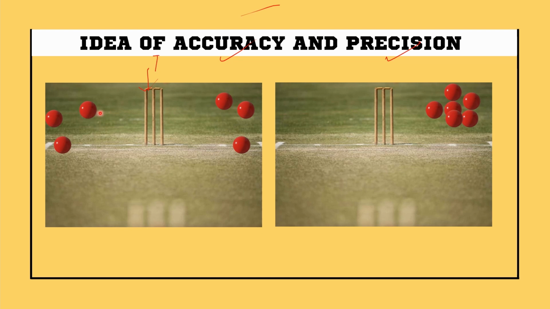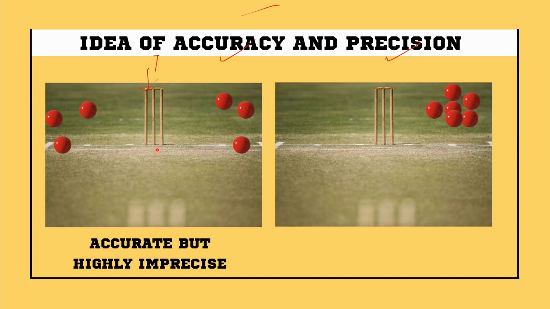But if you take the average line of these deliveries, since they are equally spread towards both directions of the target, then the average might come towards the target. That means although they are much distant from the target, the average of all of them will come to the target. So this is an example of accuracy because it is directed toward the target, but the result is highly imprecise because the spread is too much.